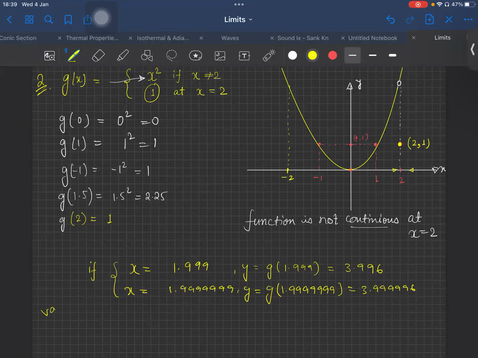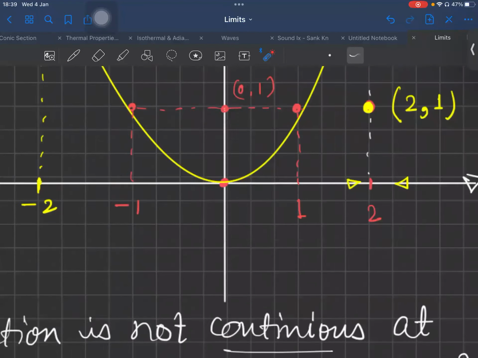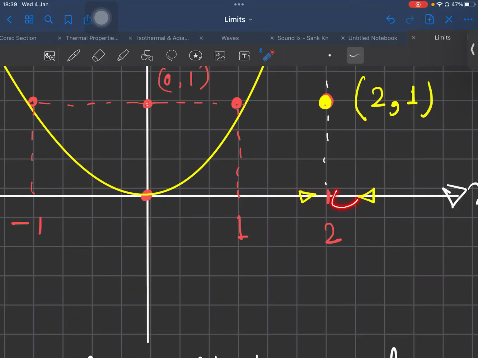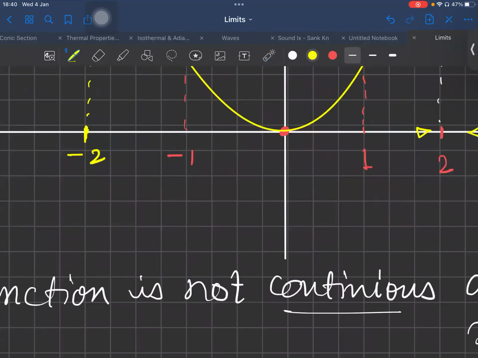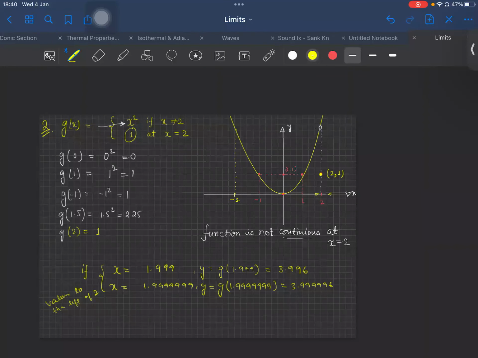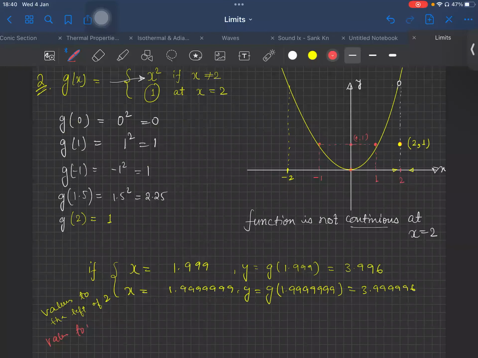Values to the left of 2. Left means this side. Just try to understand: left means this side, that means the value is smaller than 2. Now the values that are greater than 2 are to the right side, right? So values to the right, let's write in red. Why I'm writing left and right, we will understand that. Right of 2 means the value is greater than 2.